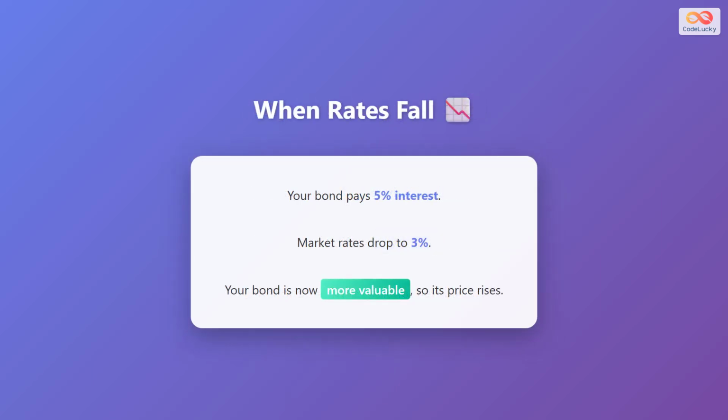Now let's consider the opposite scenario. Suppose your bond pays 5% interest, but market interest rates drop to 3%. Suddenly, your bond is very attractive because it offers a higher return than newly issued bonds. Investors are willing to pay a premium, meaning a higher price, to own your bond. As the price rises, the effective yield for new buyers decreases, but it's still competitive with the lower market rates.